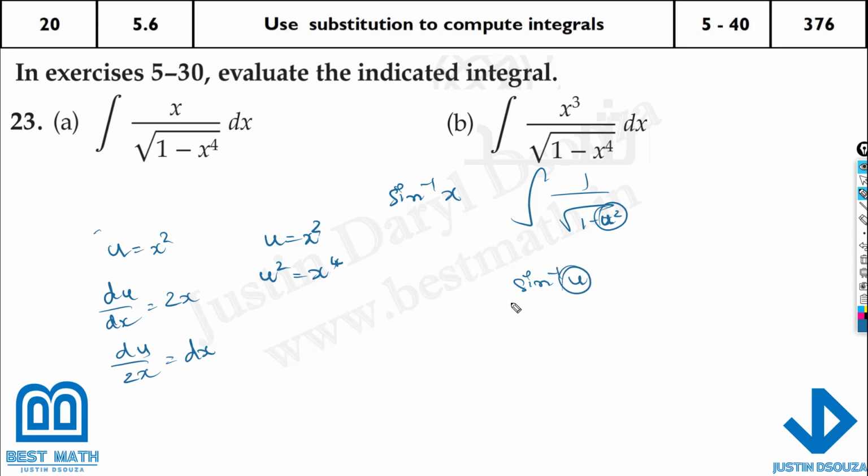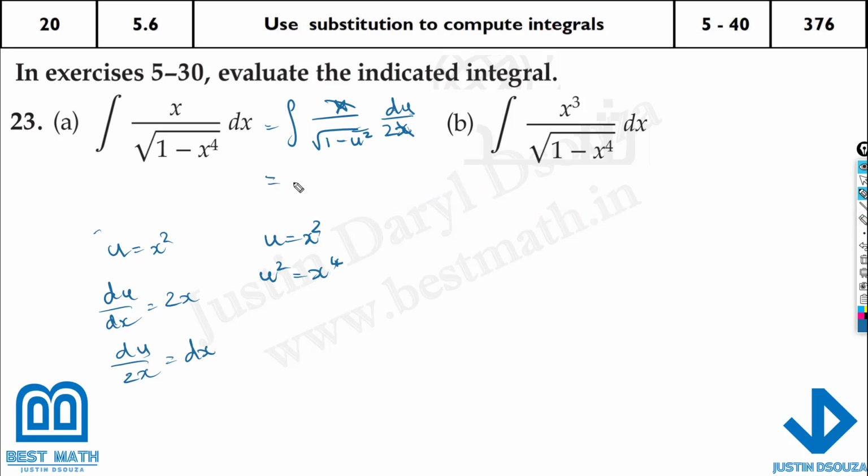We can do that. So what we do over here, after you understood this, is rewrite this as x divided by square root 1 minus u squared, because x power 4 is u raised to power 2. And this dx becomes du divided by 2 times x, and this cancels off now. Now what is remaining? I'll just erase this a little bit over here. So now you're remaining with integral, this 1 by 2. I'm going to remove it outside.